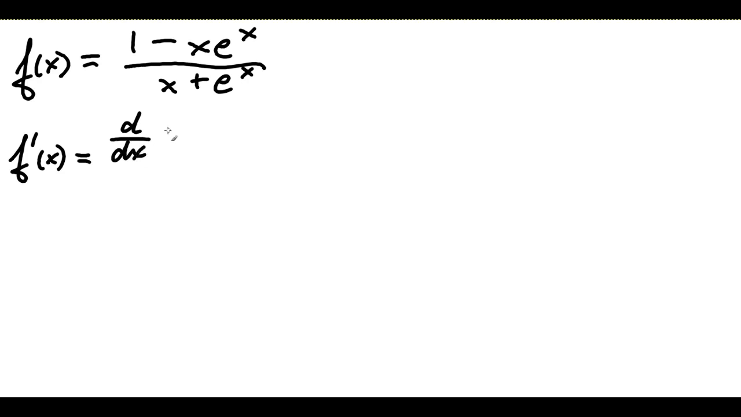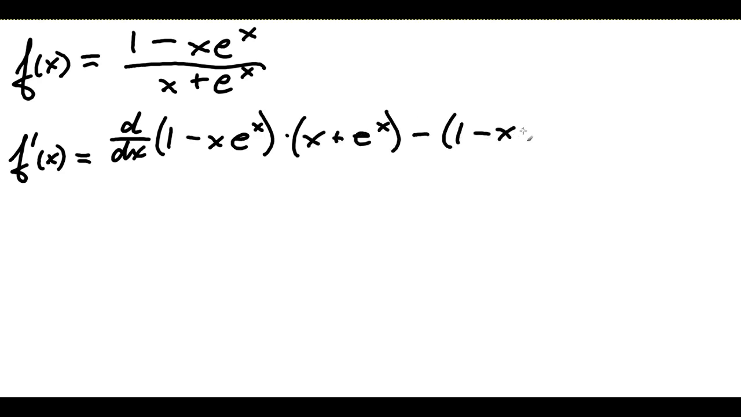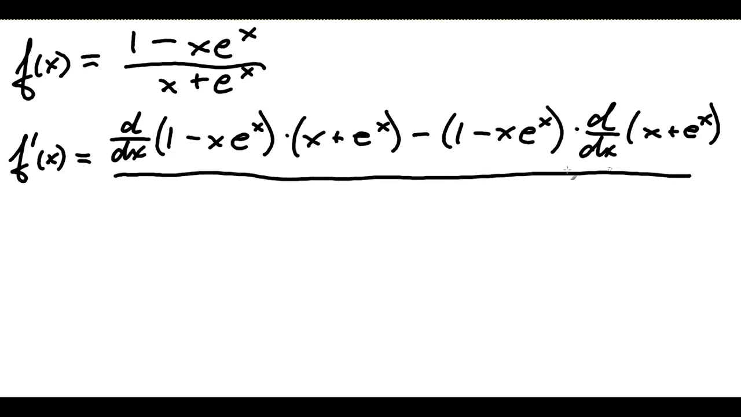So the quotient rule tells us that we want to take the derivative of the numerator multiplied by the denominator, and subtract the numerator multiplied by the derivative of the denominator. And all of that is divided by the square of the denominator. Okay.